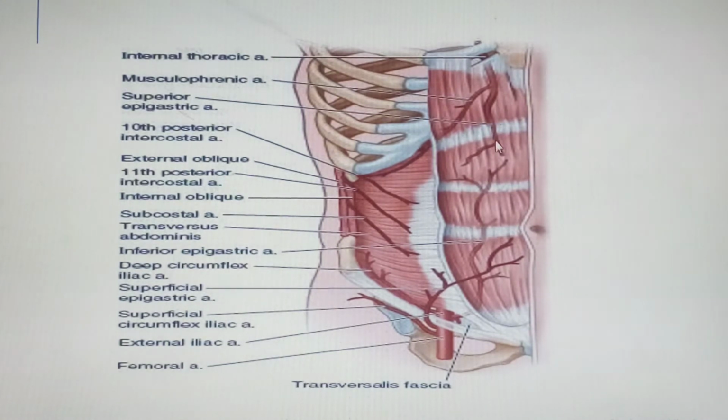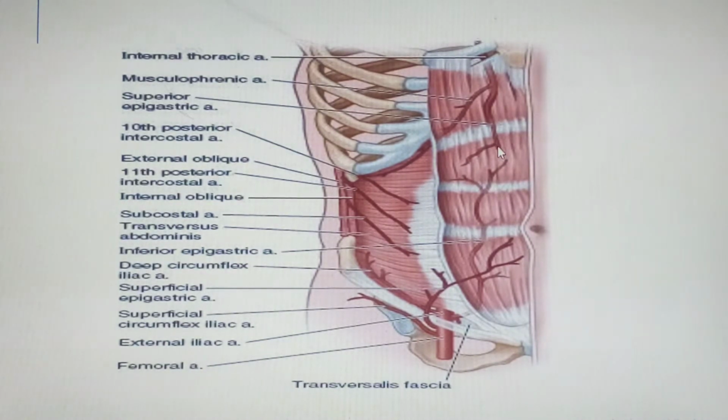Now it also gives off this branch, which runs in the rectus sheath, and it runs deep to this muscle, the rectus abdominis muscle, and this is what we call the superior epigastric artery. The word epigastric has to do with above. Epi means above, and gastric has to do with the stomach, so above the stomach. This is the superior epigastric artery. So the superior epigastric artery is also one of the contents of this rectus sheath, running deep to the rectus abdominis muscle.